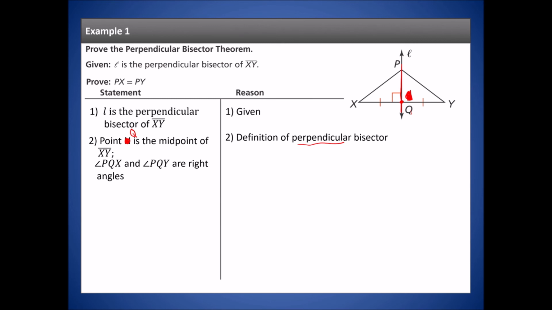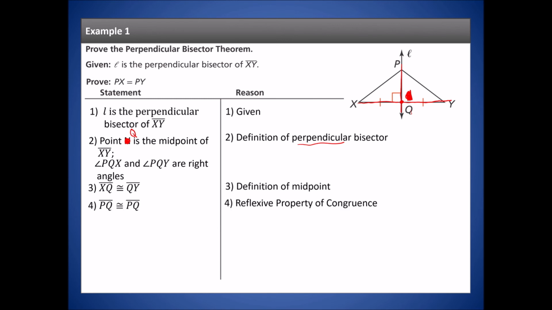All right, so because we know it has to be perpendicular and has to cut through the midpoint, we also know that by the definition of the midpoint these two line segments are the same, and so we say that XQ is congruent to QY. Then moving on to the next side, by the reflexive property of congruence, this side is congruent to itself. And so we can classify this as another side that's congruent in both triangles, right? I'll just mark that with 2 check marks because they both share that side.